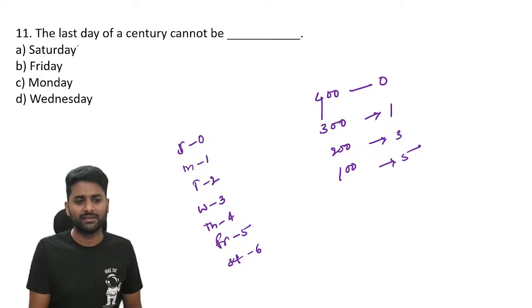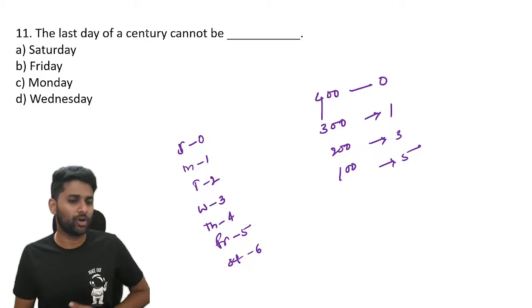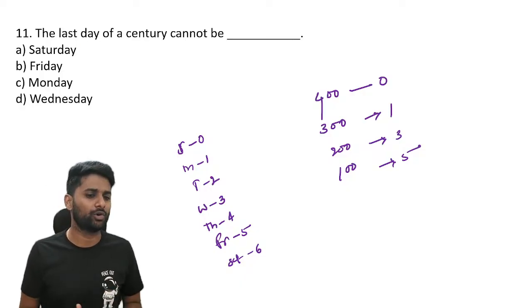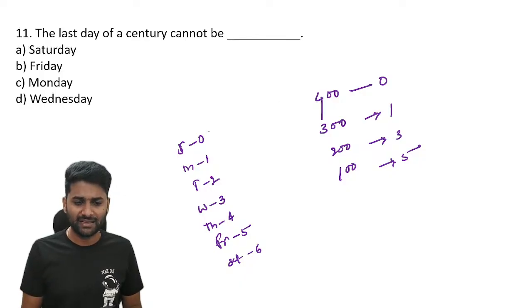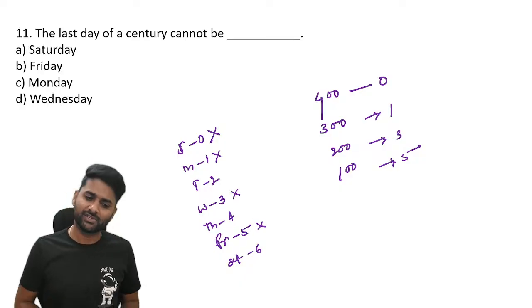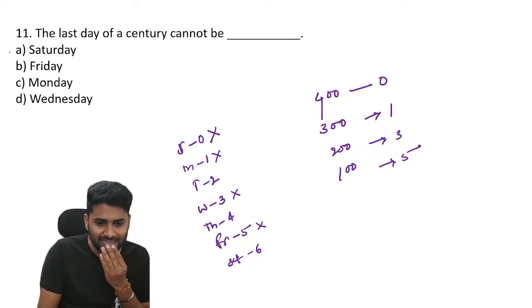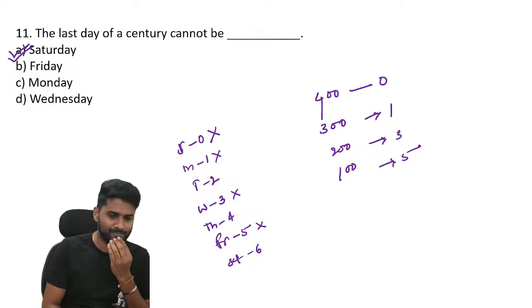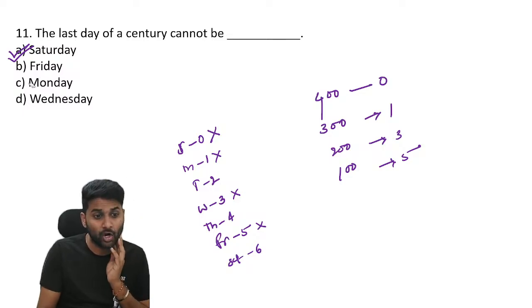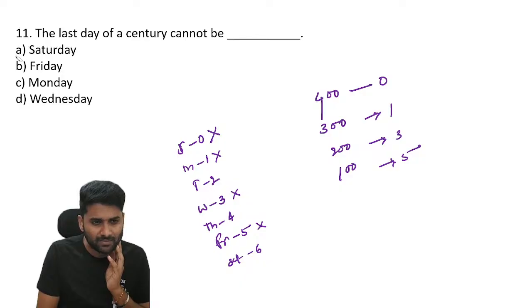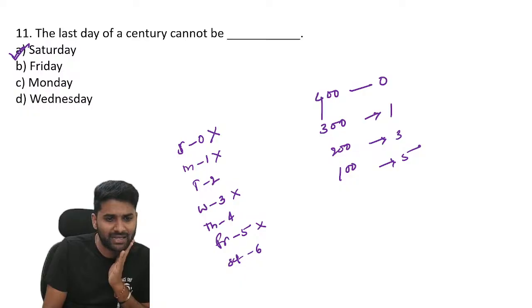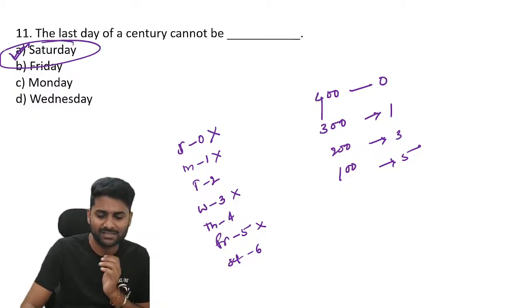Now the question: the last day of a century cannot be. We don't know which century they are talking about. That's why it cannot be a Sunday, it cannot be a Monday, it cannot be a Wednesday, it cannot be a Friday. So it can be a Tuesday or Thursday or Saturday. So the last day of a century cannot be, sorry, it cannot be a Saturday. It can be a Friday, it can be a Monday, it can be a Wednesday. That's why Saturday is not possible.